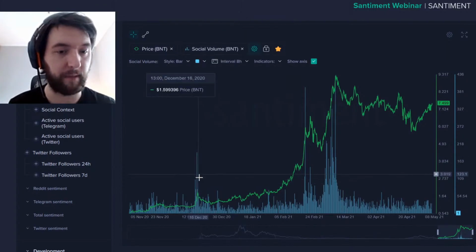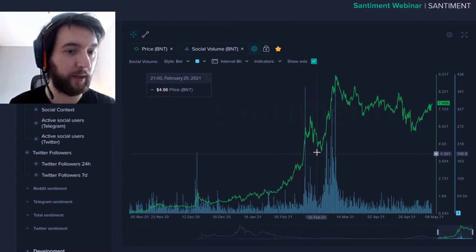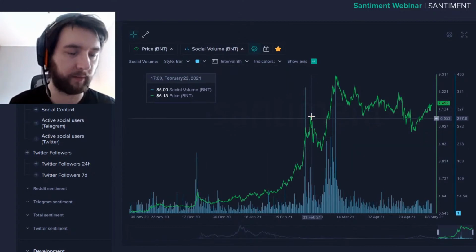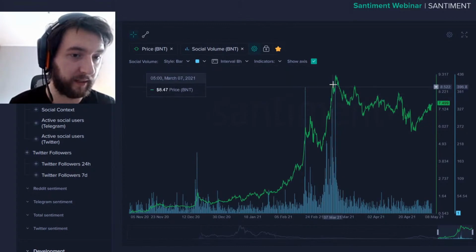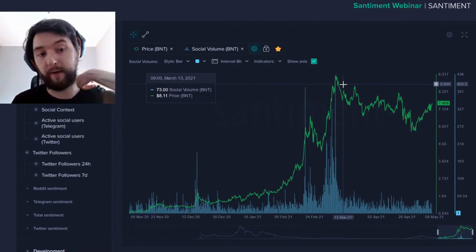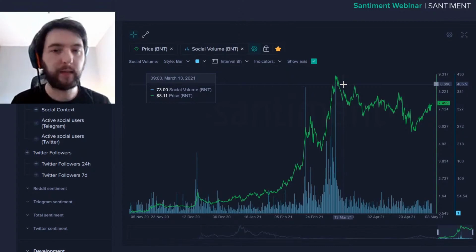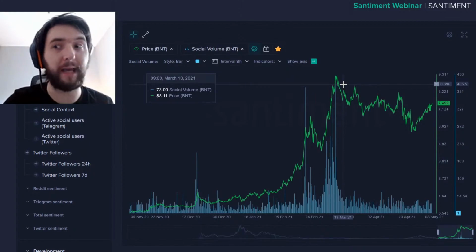So we can see a big spike here, a spike before a short-term correction, another spike during a local top, and then finally a massive spike. First of all here before this short drop, and then an even bigger spike around the new all-time high for BNT. So these are basically the patterns that we very often see when it comes to social volume and the relationship that the social mentions of a coin have with its price action.